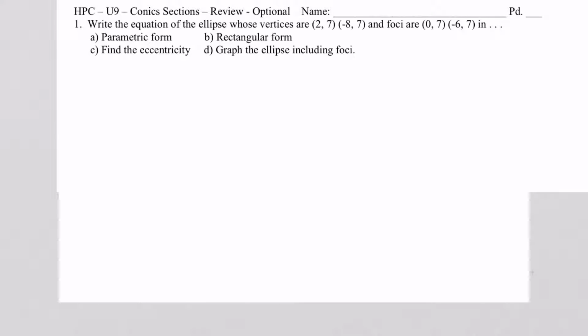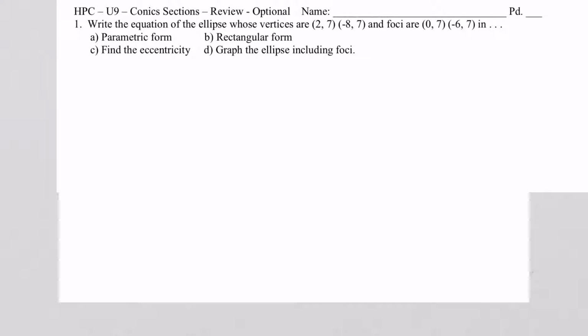Hello, everybody. Today we're going to do some optional review problems to help prepare you for the imminent quiz. Problem number one, we want to write the equation of an ellipse, and we're given some information about some points on it and the foci as well.